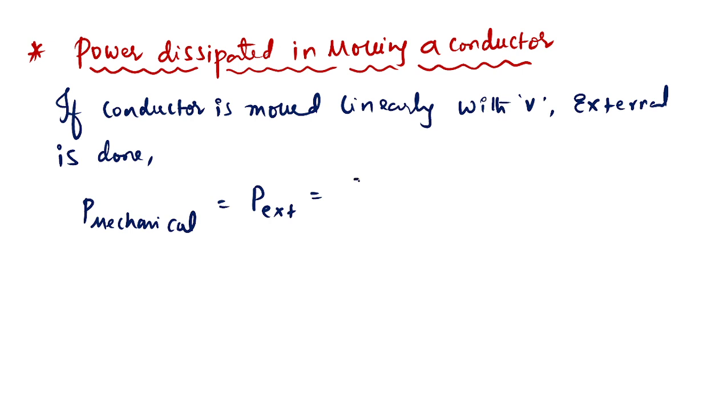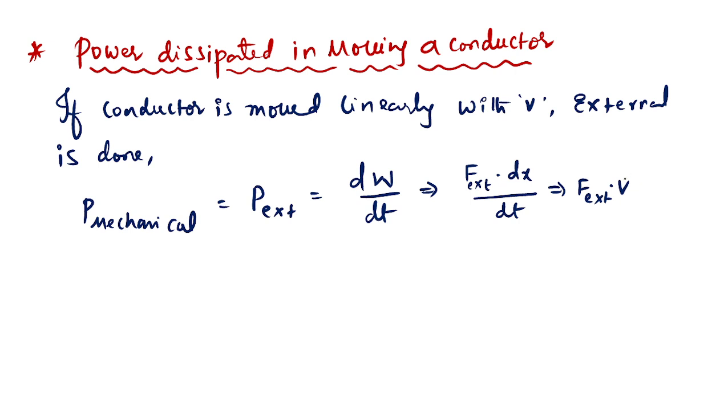Which is nothing but change in work done by change in time. Can I write like that? So work done means what here? F external, external work you have to do. Work done is force into displacement, so external work to displace some distance x divided by t is F external into v. Now this F external is equal to the magnetic force, so power dissipated is equal to magnetic force into v.